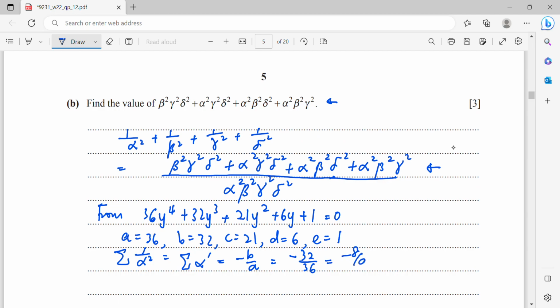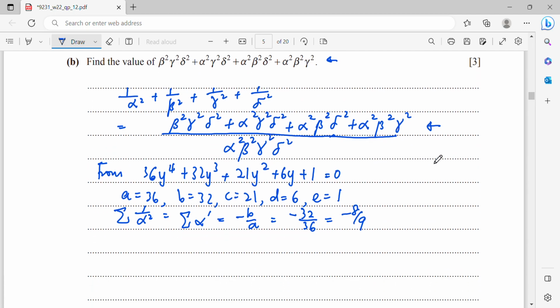So we found this value just now. Now to get this numerator, we need to know what the denominator is. So the denominator is basically alpha, beta, gamma, delta prime.